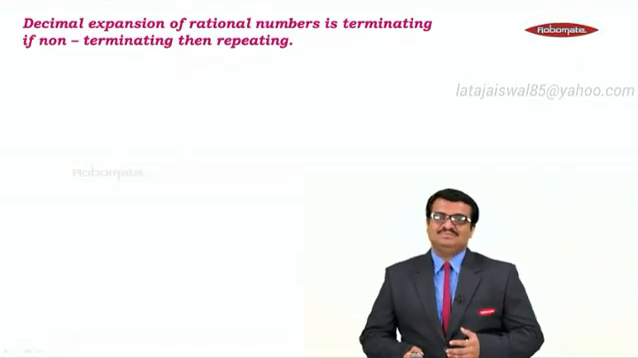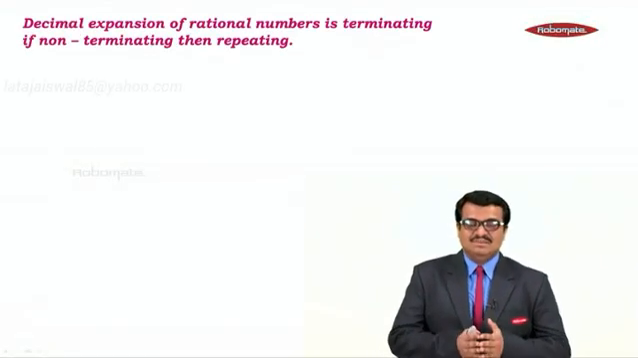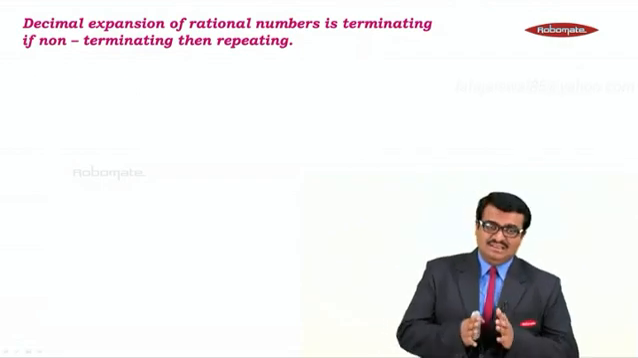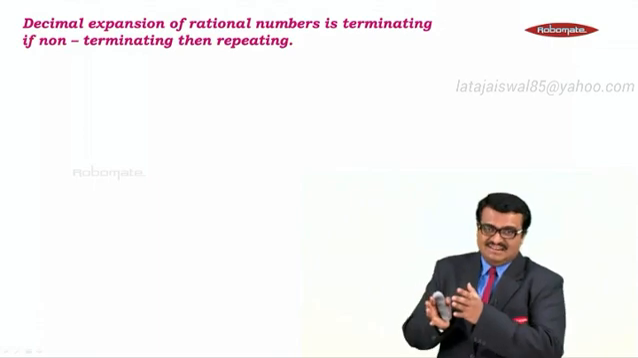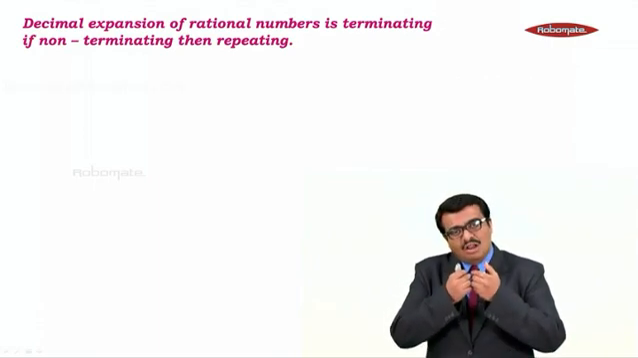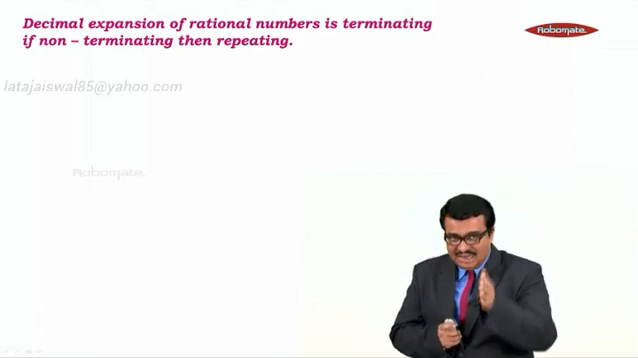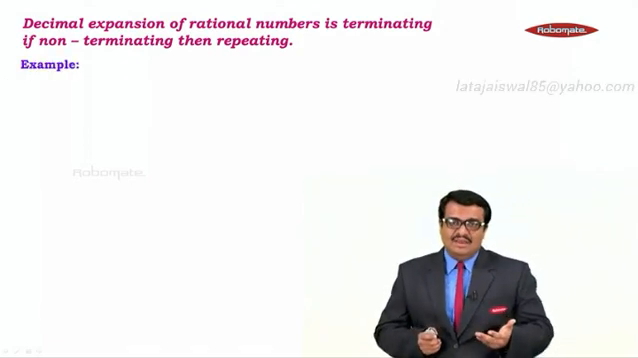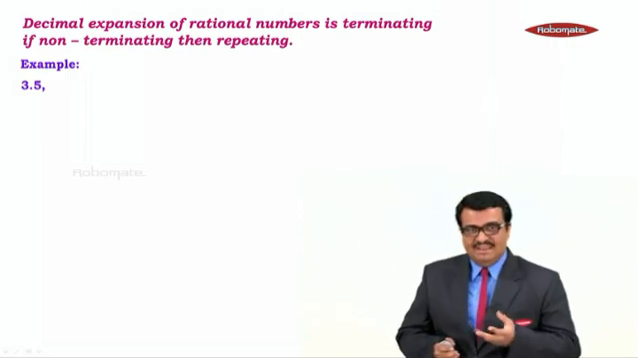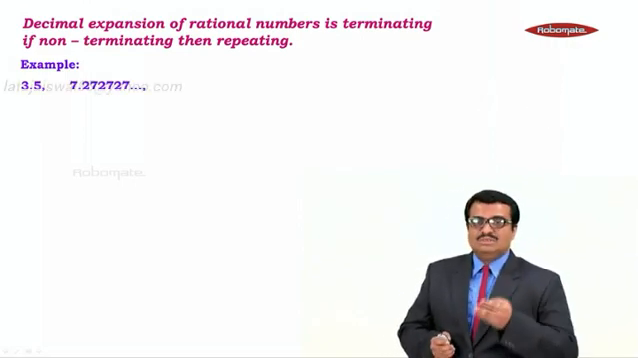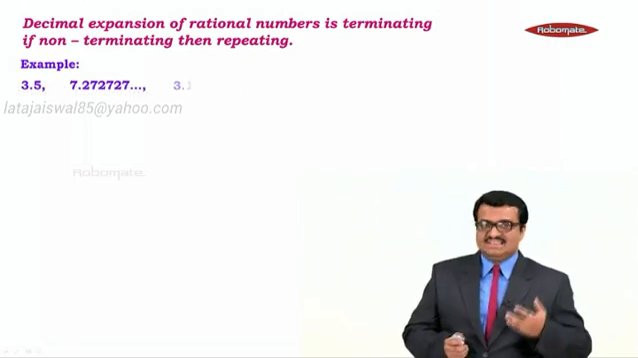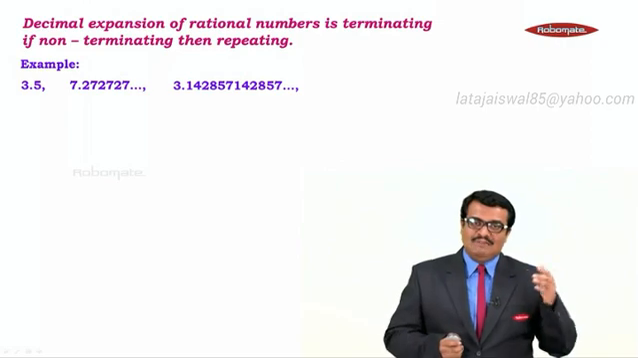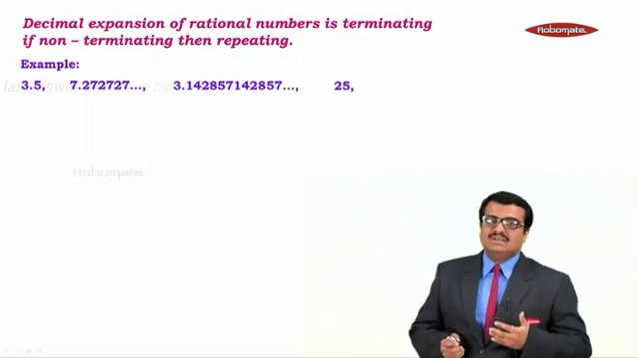Next concept now. Decimal expansion of rational numbers is either terminating, or if non-terminating, it is repeating. This we have studied in our 9th standard. Decimal expansion of all the rational numbers will either terminate, or if it is non-terminating, it is repeating or recurring. Example: 3.5 is a rational number, 7.272727 and so on is a rational number, 3.142857 - can you see the repetition? That is also a rational number.